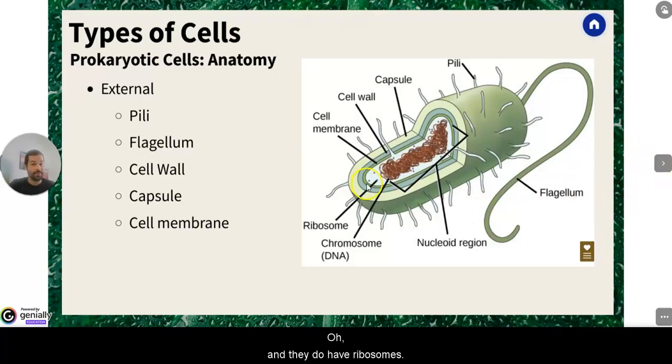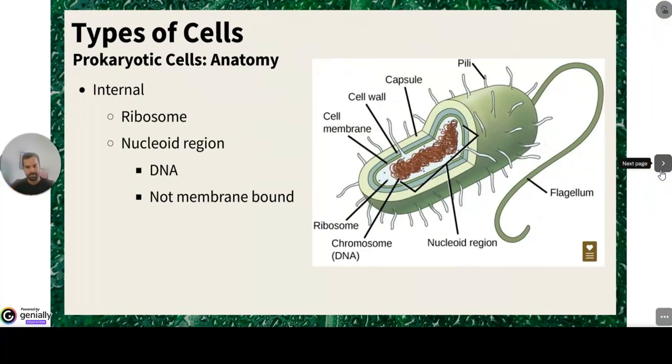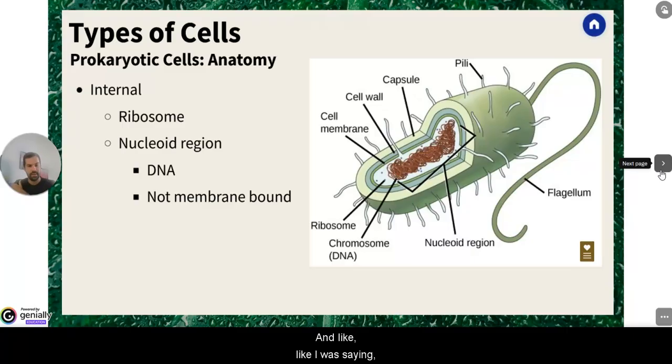Oh, and they do have ribosomes. They're not membrane-bound organelles, but they do have ribosomes, which are made up of RNA and proteins, and they help to synthesize proteins. You can't have the sort of synthesis of proteins that are needed to make up any cell without having ribosomes. And like I was saying, there's no membrane bounding that DNA. So you have just a general region in which the DNA hangs out.